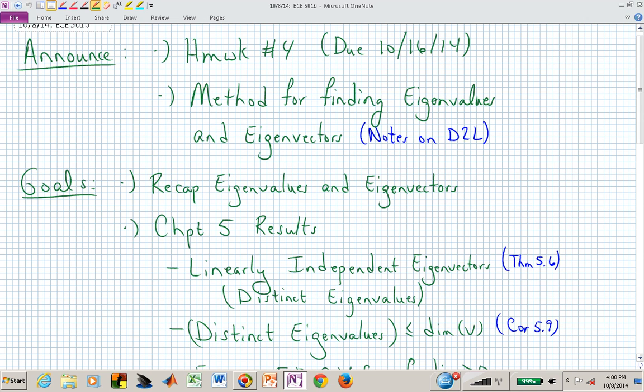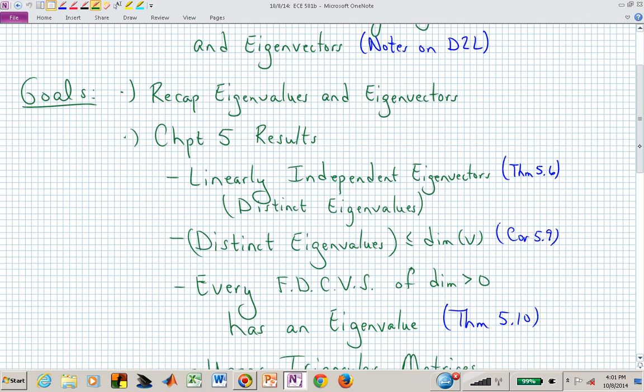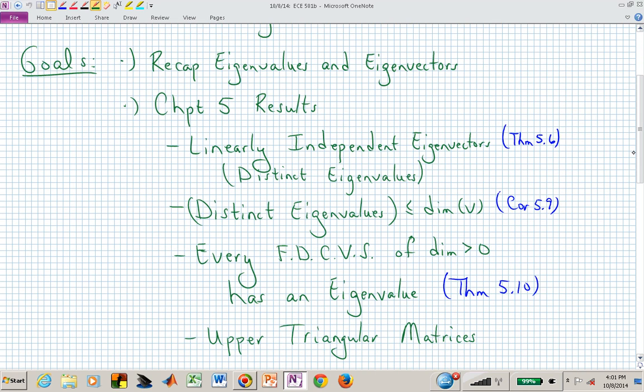But a method for finding eigenvalues and eigenvectors, a sort of mechanical way of doing that: there are some notes following Monday's lecture that deal with that process of finding eigenvalues and eigenvectors by essentially a process of elimination and back substitution.